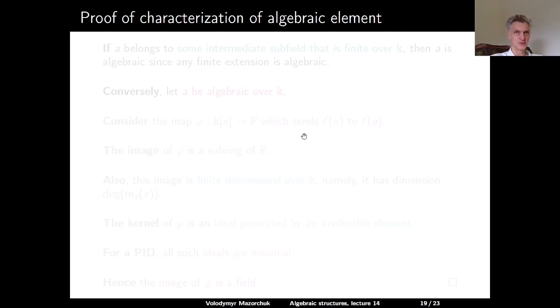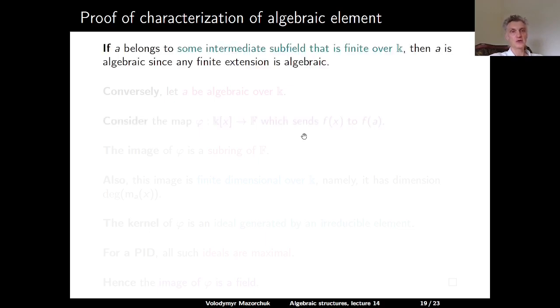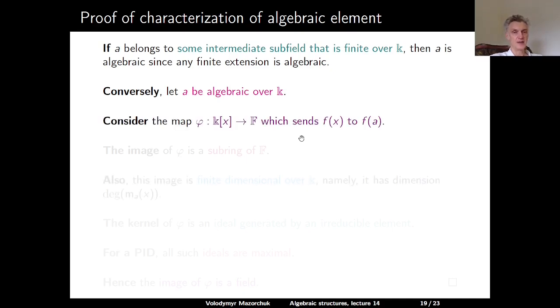This we know. Now we can prove our characterization of algebraic elements. An element is algebraic if and only if it belongs to an intermediate field, which is a finite extension of the smaller field. So if A belongs to some intermediate subfield that is finite over the smaller field, then A is algebraic because any finite extension is algebraic. Conversely, let A be algebraic over the smaller field. Consider the map phi from the polynomial ring k of x to F, which evaluates a polynomial f of x at A.